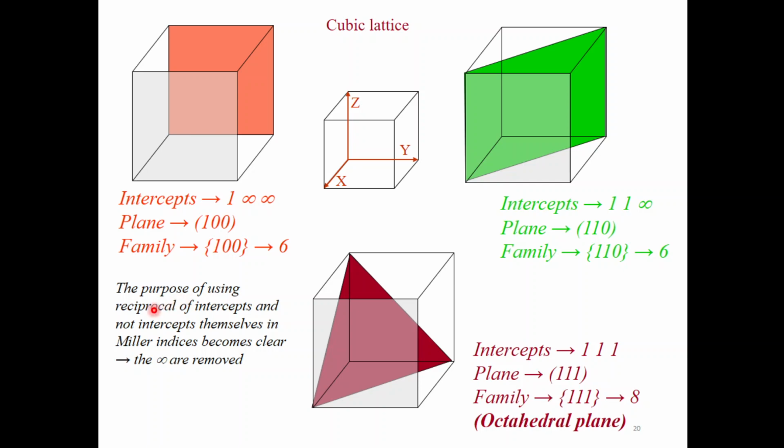The purpose of using reciprocal of intercepts and not intercepts themselves in Miller indices becomes clear. The infinities are removed. So hopefully you have got that. I think this is sufficient for today.